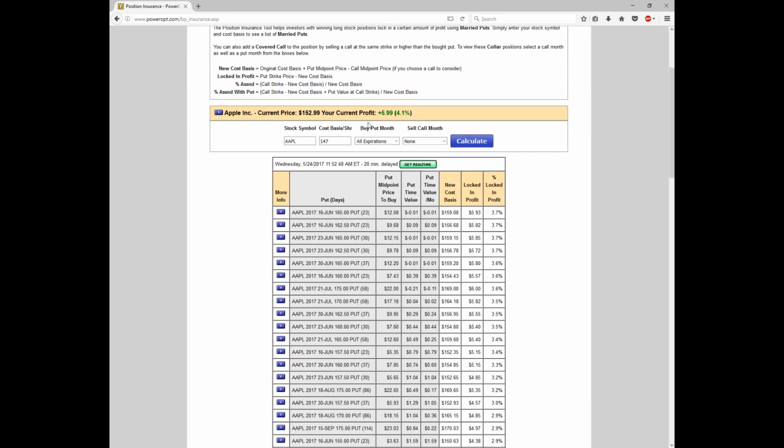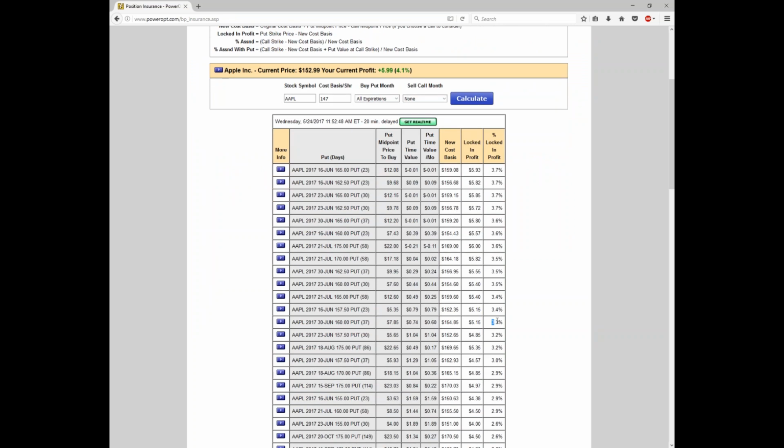And this shows me here that we have an unrealized profit of 4.1, but I can lock in profit using the 23-day outputs, the 37-day outputs, and more. So I have a guaranteed profit with still unlimited upside for 20-day, 30-day, maybe 40 days of insurance in place. I could even go out 114 days to September and lock in 2.9% and still leave the upside open.